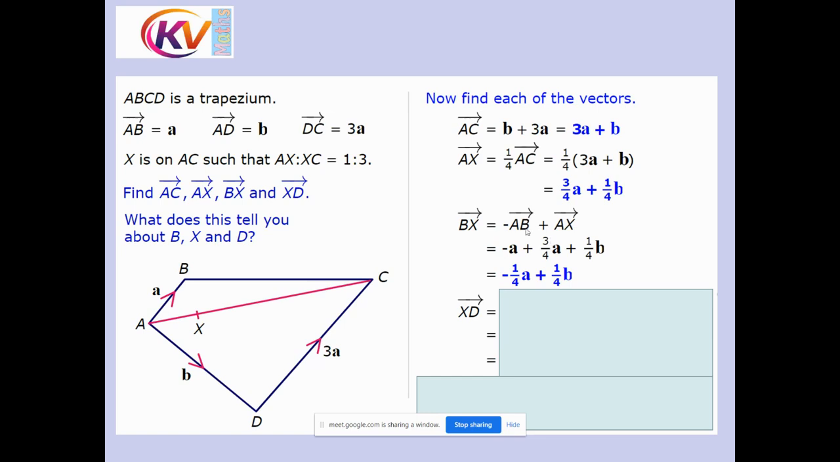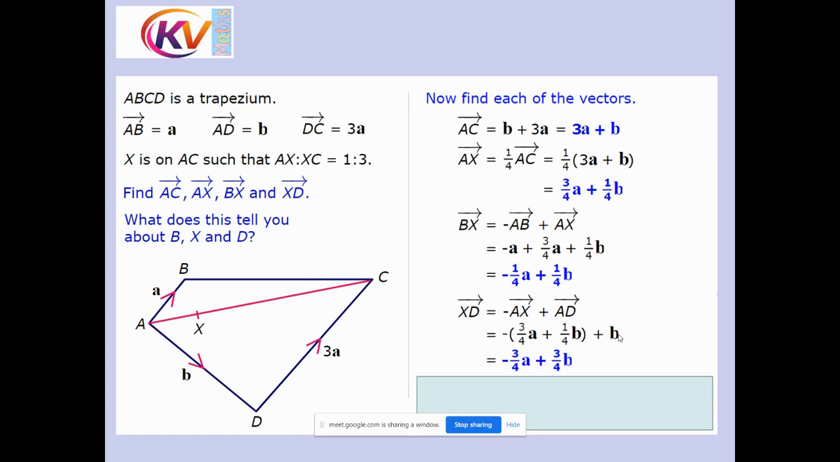So XD means I'm going to go from X to A and then from A to D. Okay, so it's the wrong way down, A to X, which we worked out up here. So it's going to be the negative of all of that. So it's going to be negative 3/4 of A and negative 1/4 of B plus B. And then when we simplify that down, so we've got negative 3/4 of A and then negative 1/4 B plus B will give me 3/4 of B. And you've got that, and that's pretty tricky. Okay, so if you did manage to get that, then well done, because that is quite difficult, this question.